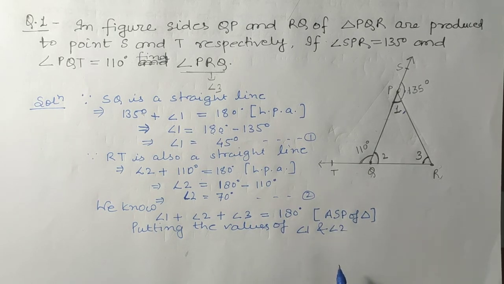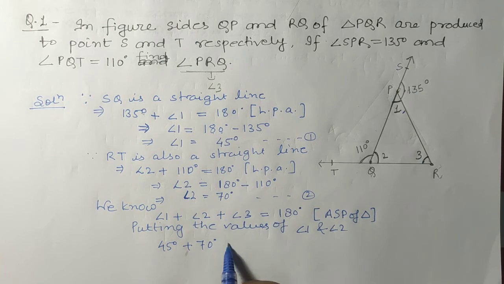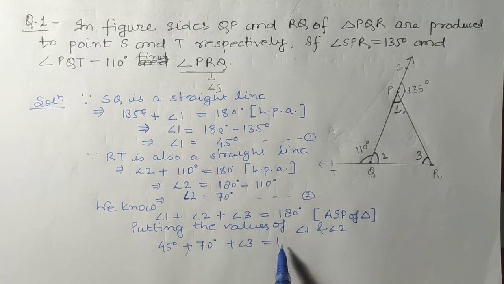Okay, we have to put the values. Now the value of angle 1 is 45 degrees, the value of angle 2 is 70 degrees, and angle 1 plus angle 2 plus angle 3 is 180 degrees. So angle 3 will be what? 180 minus 45 and 70. 45 and 70, it will be 115 degrees.